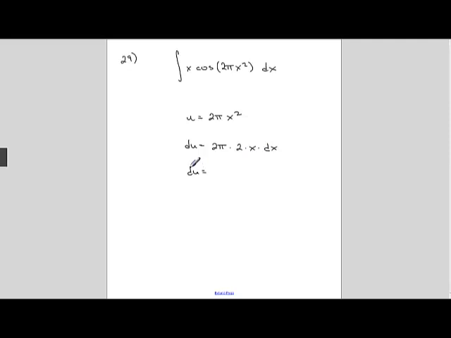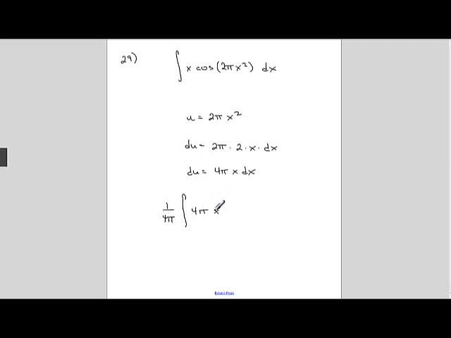So let's multiply that out. We'll have 4 pi x dx. So now we look back at the original expression. This is u. We have x dx. And if the only difference between x dx and du is a constant, then we can just rewrite the original expression as such. So we need 4 pi. So we've got 4 pi. So we have to divide by 4 pi so that when these are multiplied together, you get 1.